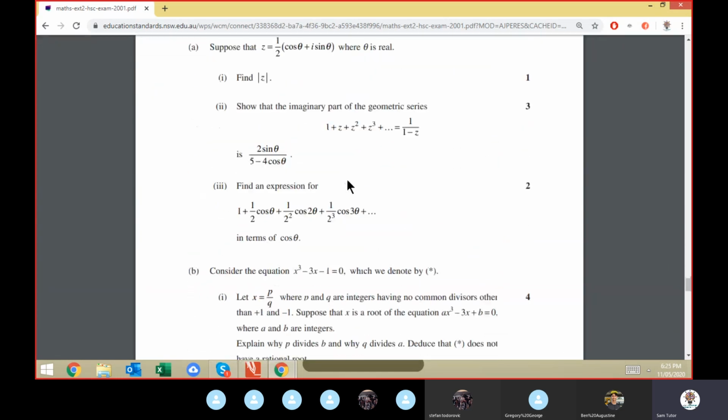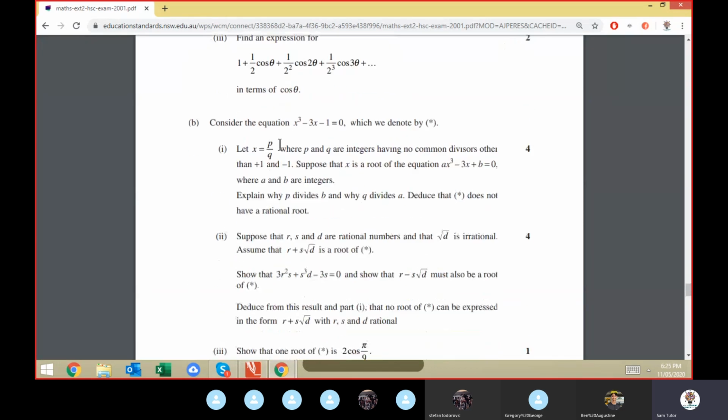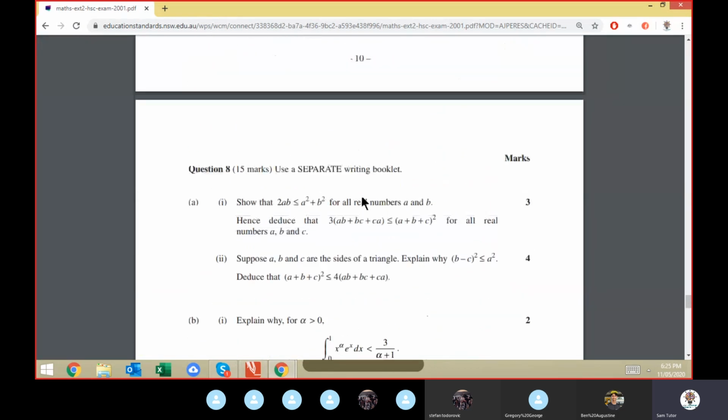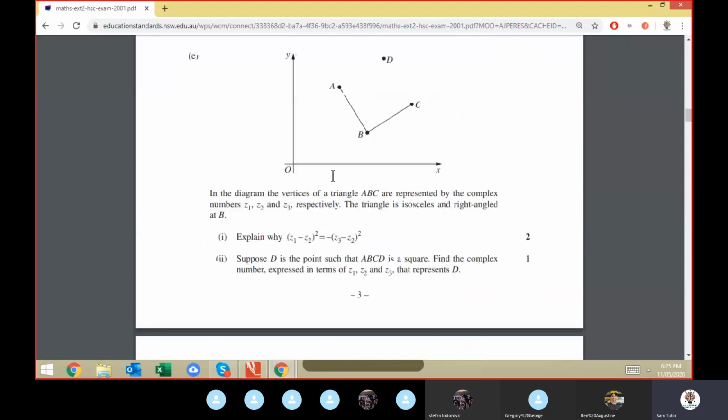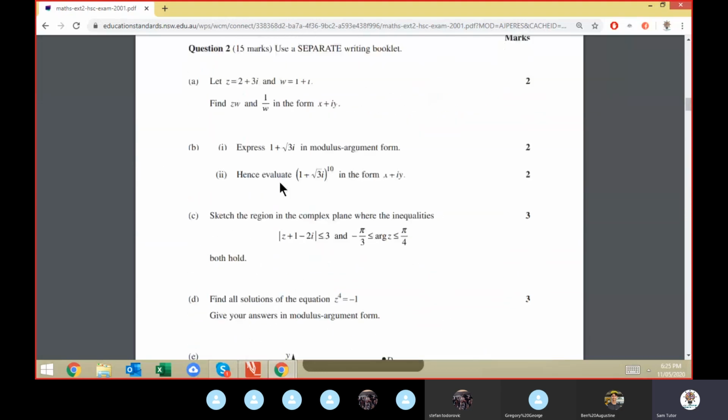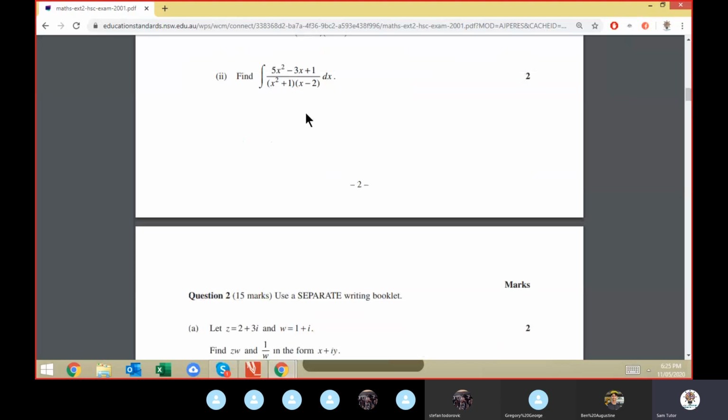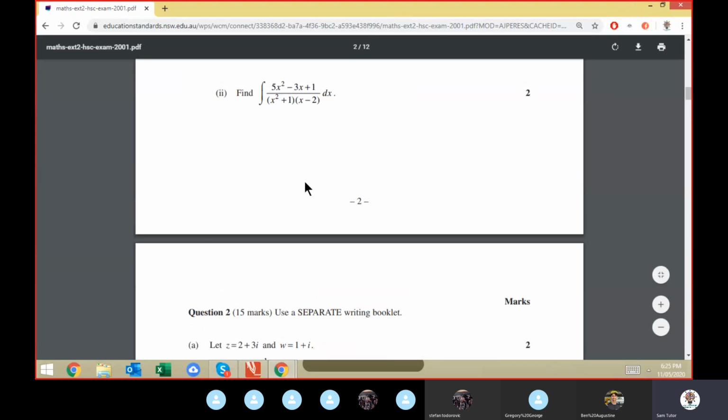Mechanics is in, circular geometry is out, more complex numbers. What I was trying to show you anyways was 30 to 45 marks should be really easy. 45 marks should be really, really easy.